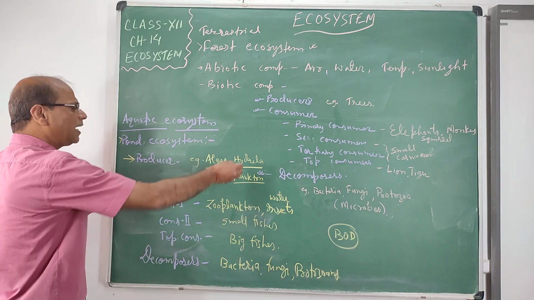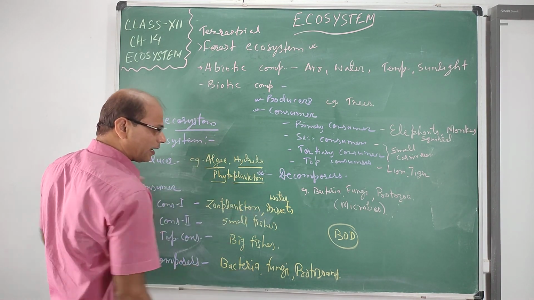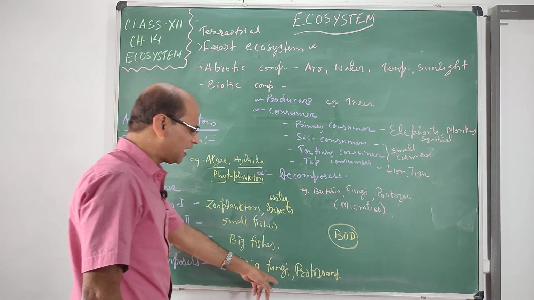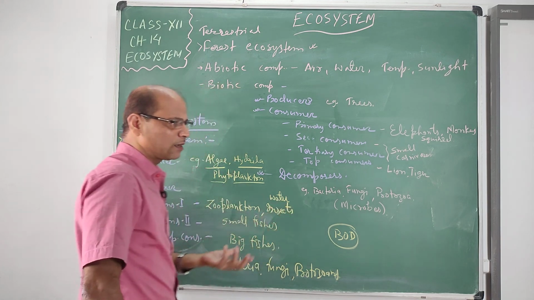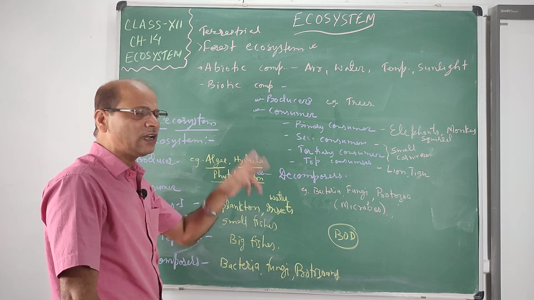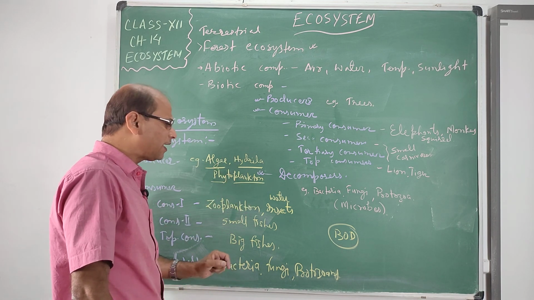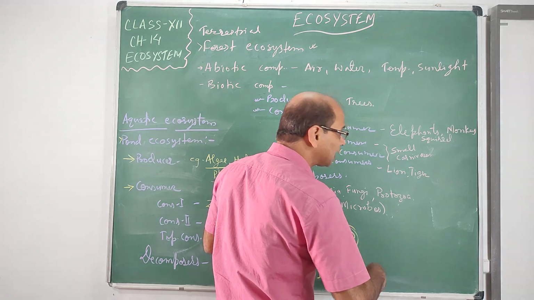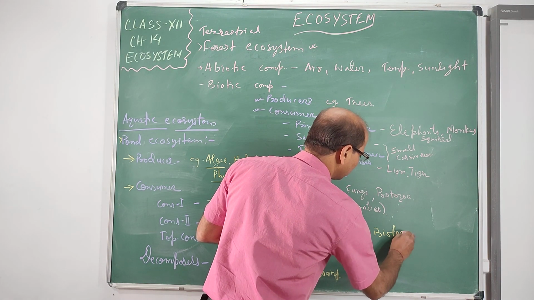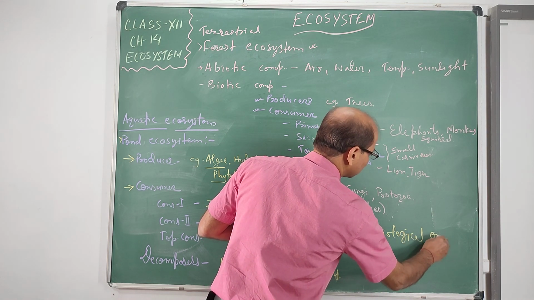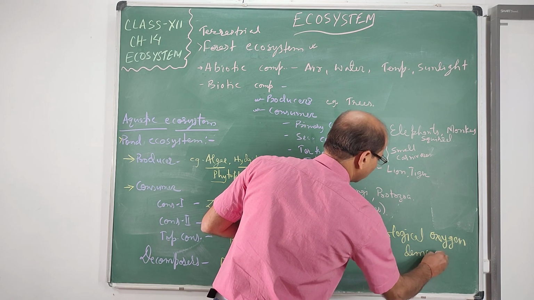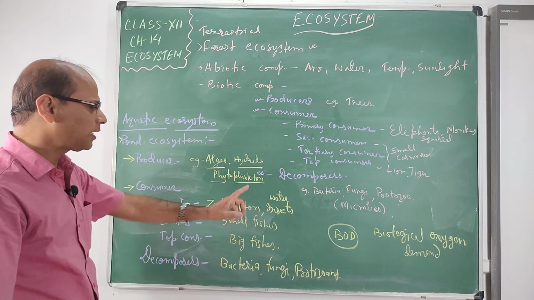Their dead bodies come to the bottom, where there are more bacteria, fungi, and protozoa present for decomposition, but they consume most of the oxygen present in the ecosystem. So that's why biological oxygen demand increases. So BOD means biological oxygen demand increased, and after that what happens?